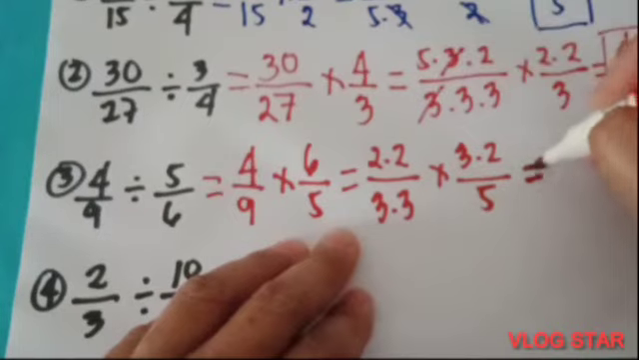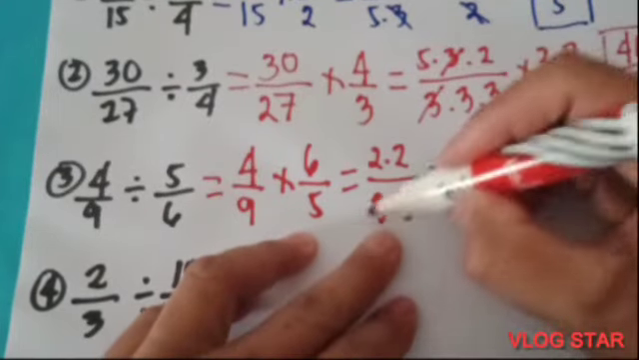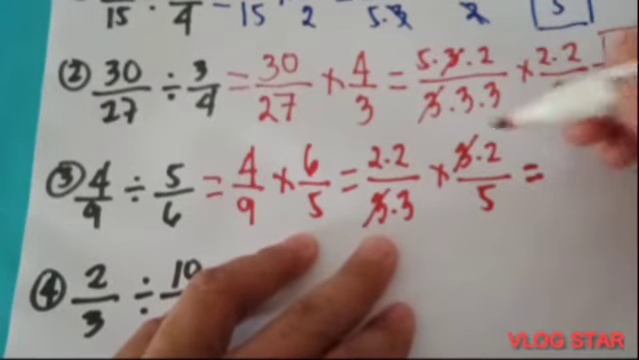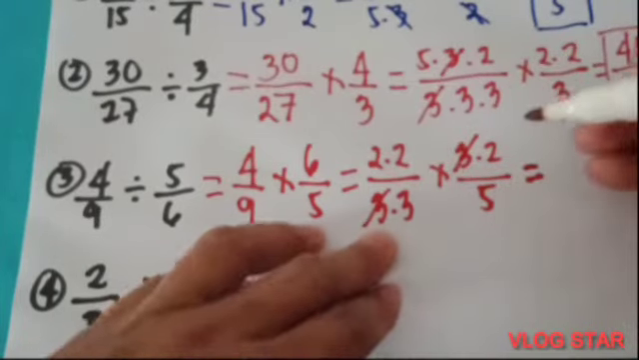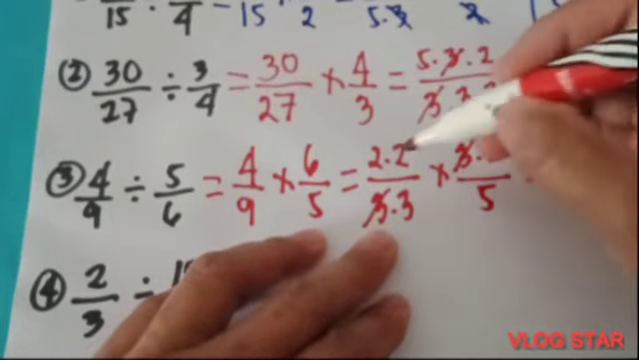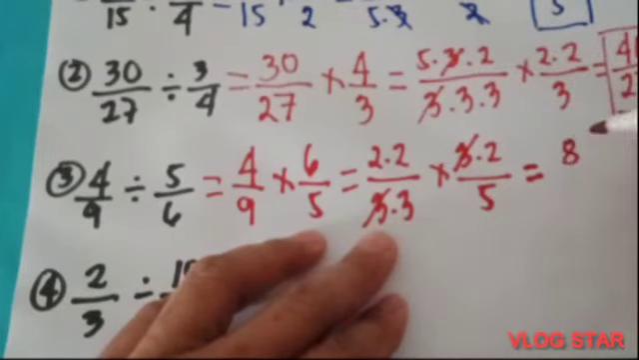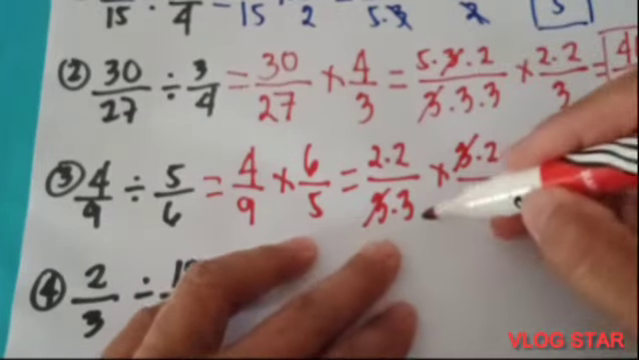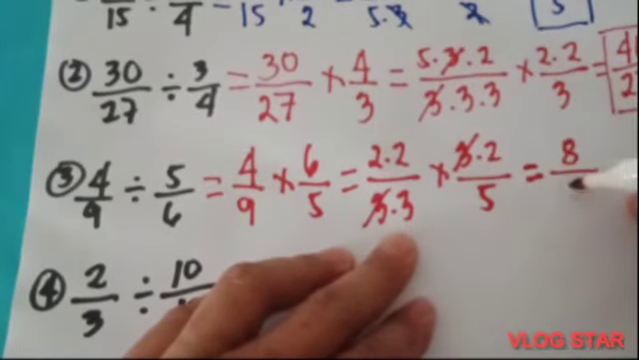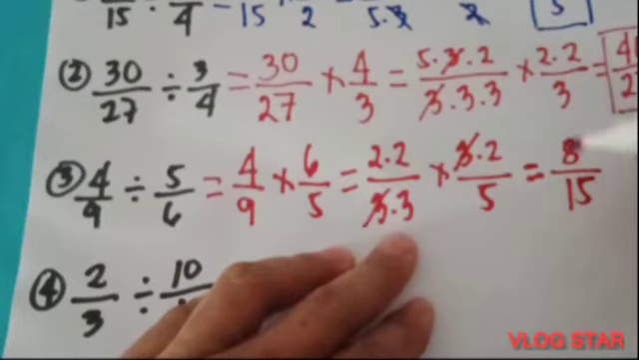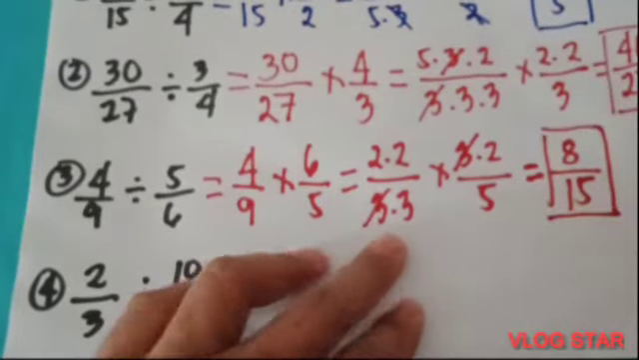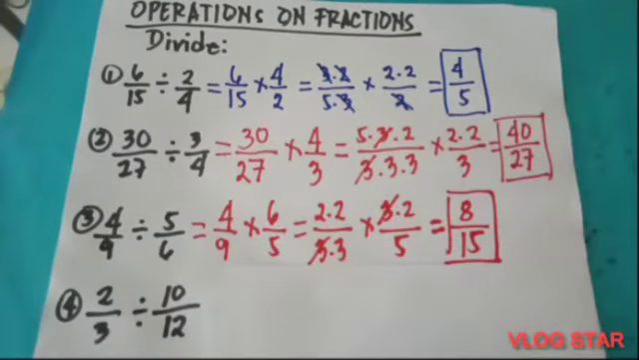I-cancel muna natin 3 and 3. So, wala na. Ang tamang sagot natin is 2 times 2 is 4 times 2 is 8. Yung sa baba is 3 times 5 is 15. So, ang tamang sagot is 8/15.